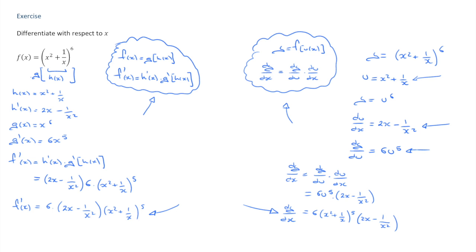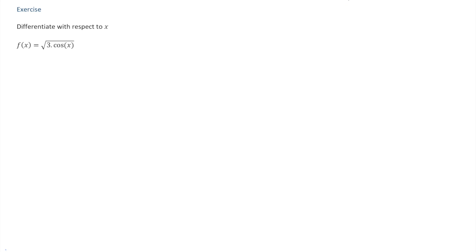Now let's look at one last example. Let's differentiate with respect to x, f of x equals the square root of 3 cosine of x. Once more, we'll do this using the two ways of writing the chain rule that we saw. So, the first way, if we let this inner function, 3 cosine of x, be h of x, then the outer function, square root, would be g of x. So that's g of x equals square root of x, and h of x is 3 cosine of x.